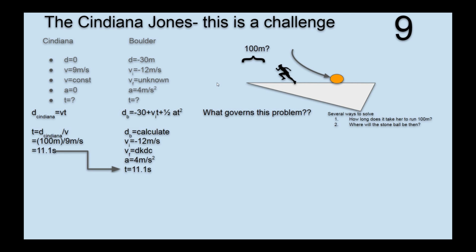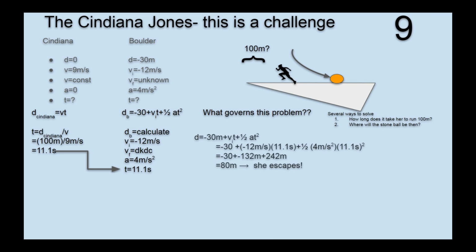Most math teachers do it reverse. It just doesn't matter, whatever you're comfortable with. So we put that into this formula, and we get that the boulder, it starts 30 meters behind her. It's going the wrong way for a number of seconds, but look at it. It's going minus 12 meters a second. Considering it's accelerating to the left at 4 meters per second squared, literally look at this. It's going minus 12, minus 8, minus 4, 0.